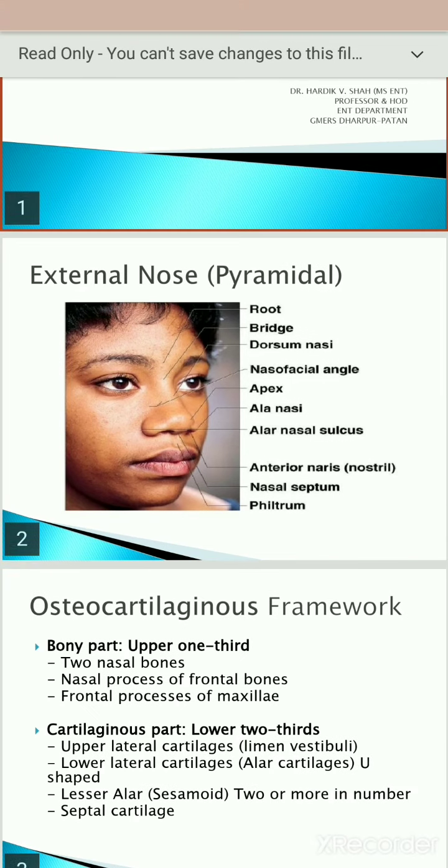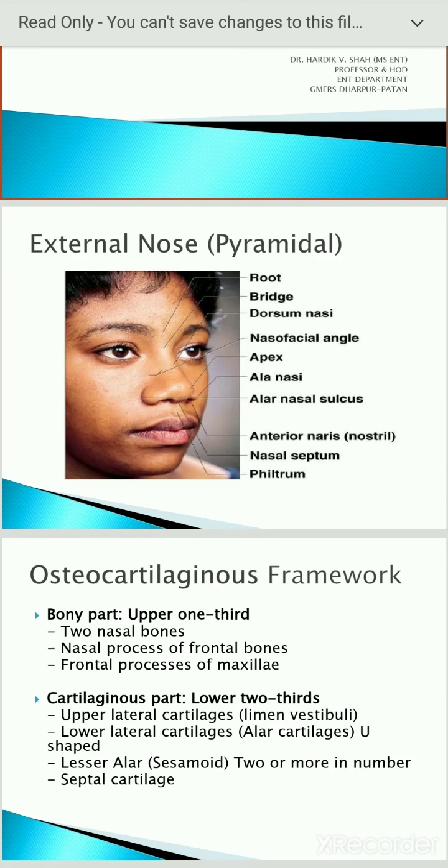As shown in this figure, external nose has various parts. First is root of the nose. It is the point where nose starts from the forehead. From the root starts bridge of the nose, and it is also known as nasal dorsum.